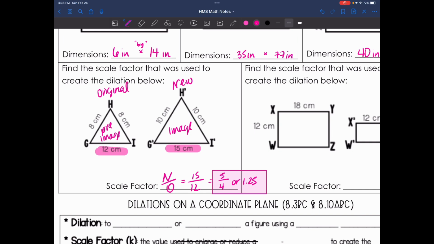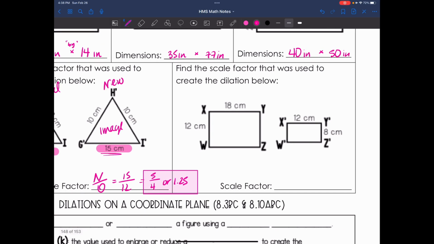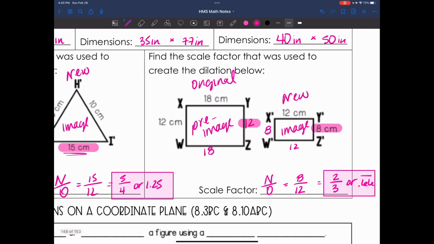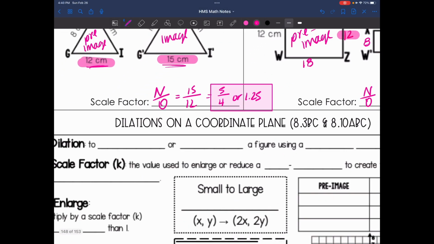And how did I know that these guys were proportional? Well, because they're both the side lengths that are between G and I, right? All right, go ahead and try this guy on your own. Well, I bet you can do this. Actually, I know you can because you're amazing. 8 over 12, reduce it, 2/3, 0.66 repeated, done.